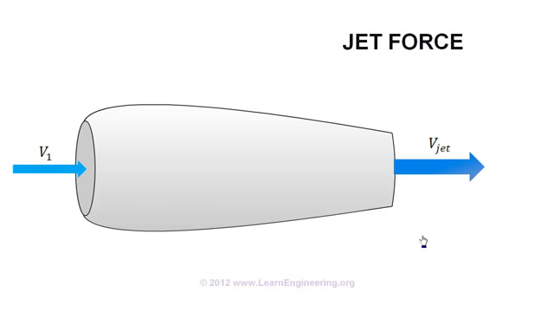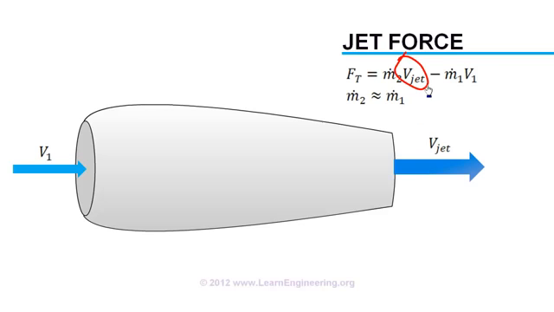By applying Newton's second law of motion to the jet engine control volume, one can easily find out the magnitude of this jet force. It is momentum out minus momentum in. So if jet velocity is high, it means high jet force. This is why the exit portion of a jet engine has a decreasing area if the flow is subsonic. Or, the exit portion acts like a nozzle, which increases jet velocity.